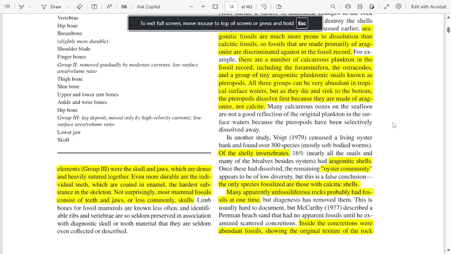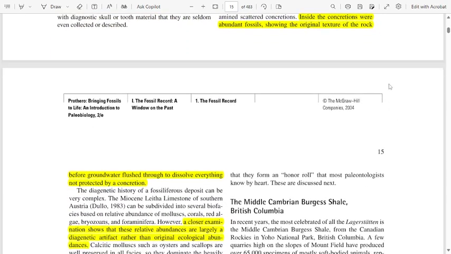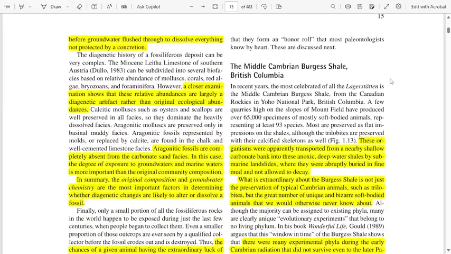Many apparently unfossiliferous rocks probably had fossils at one time, but diagenesis has removed them. This is usually hard to document, but McCarthy, 1977, described a Permian beach sand that had no apparent fossils until he examined scattered concretions. Inside the concretions, there were abundant fossils showing the original texture of the rock before groundwater flushed through to dissolve everything not protected by a concretion. The diagenetic history of a fossiliferous deposit can be very complex.